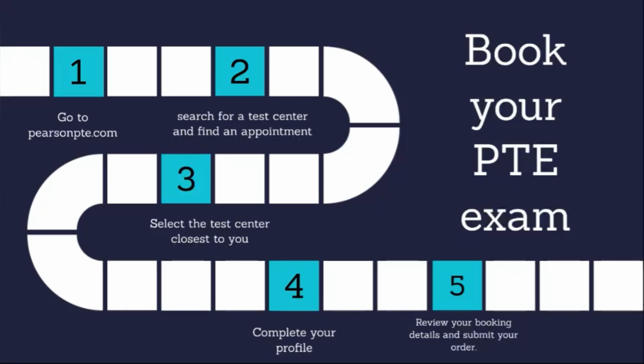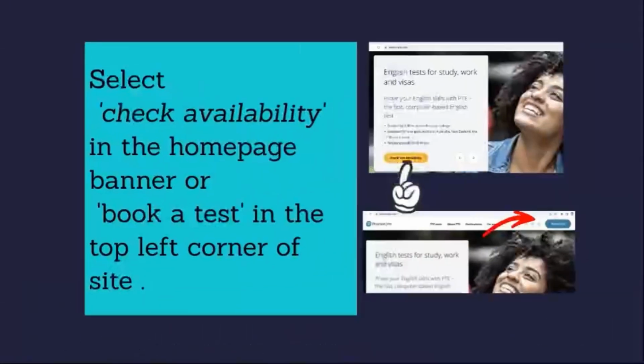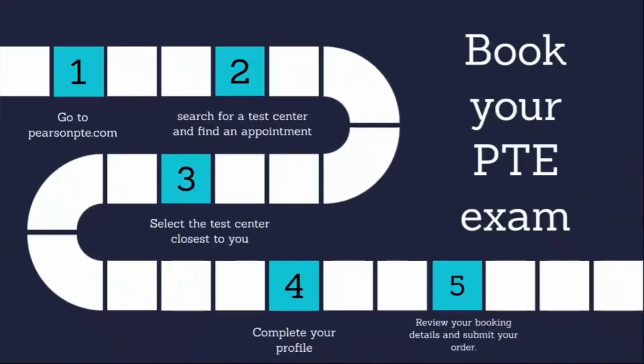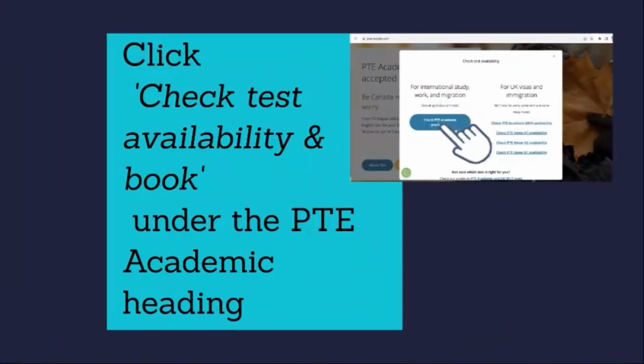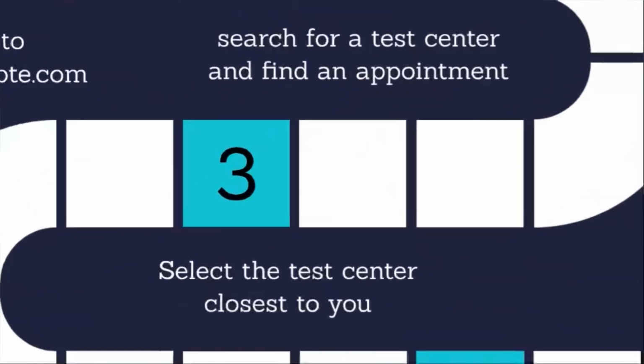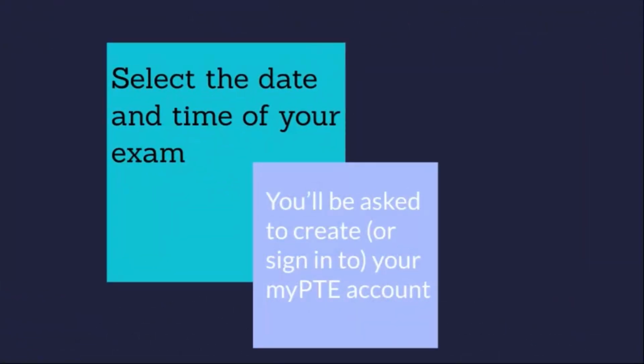First, you need to go to PearsonPTE.com. There, click on check availability in the homepage banner or book a test in the top left corner of the site. Right after that, you can find this button, check test availability and book, which is under the PTE Academic heading, and then you would go to choose the date and time of your exam.